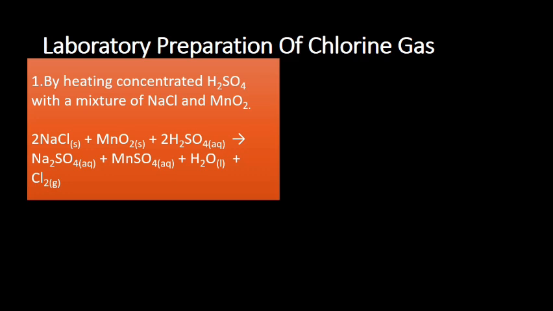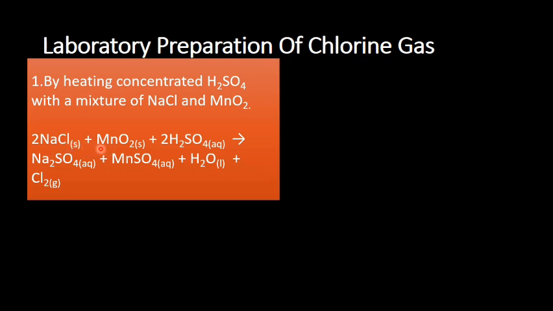Okay, so we can prepare chlorine gas by heating concentrated H2SO4 with a mixture of sodium chloride and manganese(IV) oxide. Look at this. This is H2SO4, sulfuric acid. It is an acid and care must be taken. And we also have the salt, which is sodium chloride. And we have this oxidizing agent here, which is manganese(IV) oxide. So this is the chemical equation for the reaction.